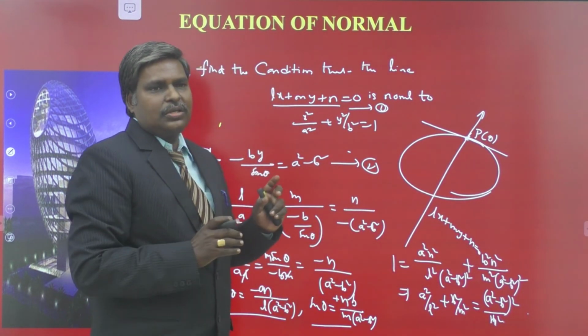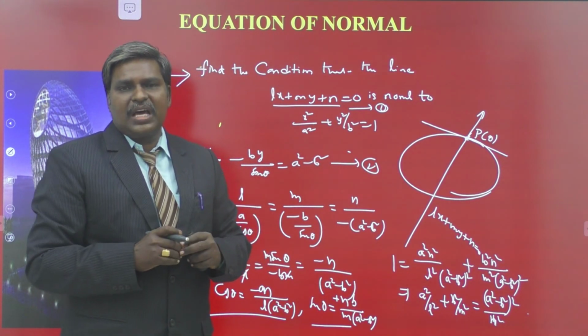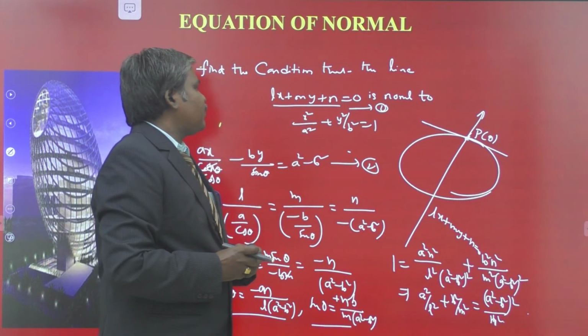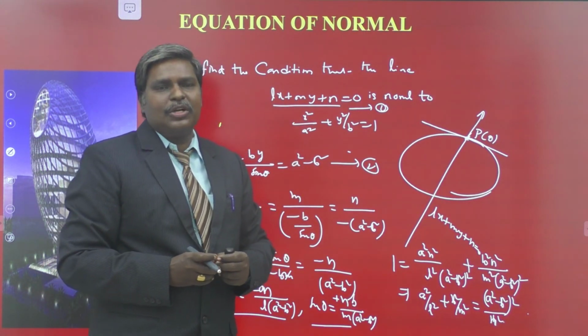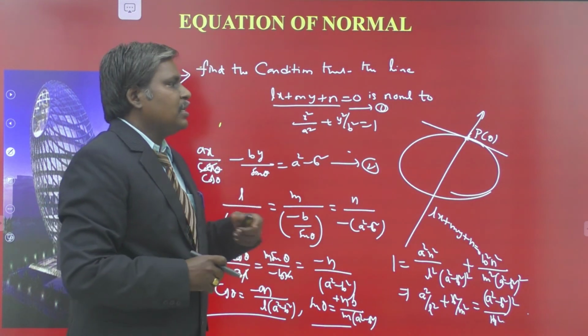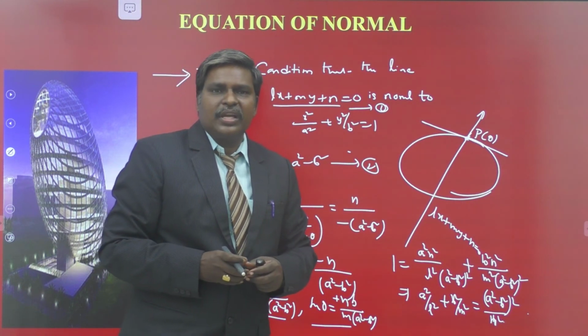So, in this session, we discussed the normal at (x1, y1), the equation of the normal at P(theta), and when the line Lx + My + N = 0 becomes a normal to the ellipse x²/a² + y²/b² = 1. In the next session, we will discuss the properties of the normal to the ellipse. Okay guys, thank you.